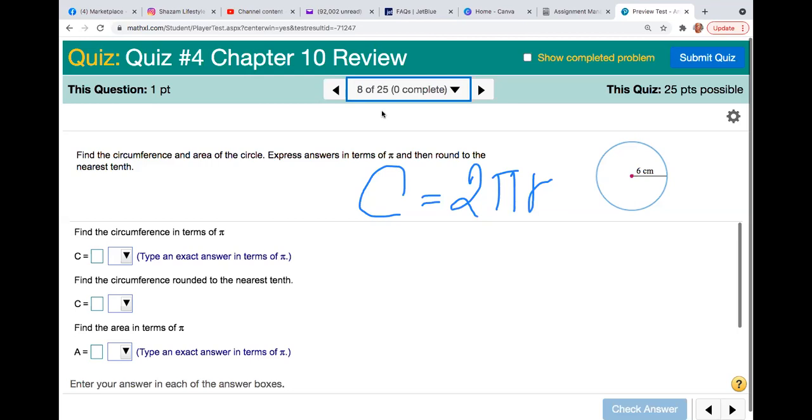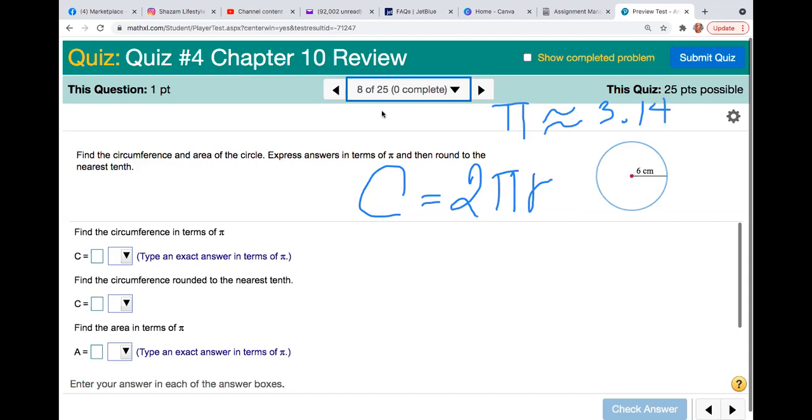Now, listen carefully, guys, okay? When the problem says to produce the answer in terms of pi, you need to leave the pi symbol in there. However, if the problem says you need to round the answer to the nearest tenth, that means that they want you to use the approximation for pi, which is 3.14, the approximation for pi.